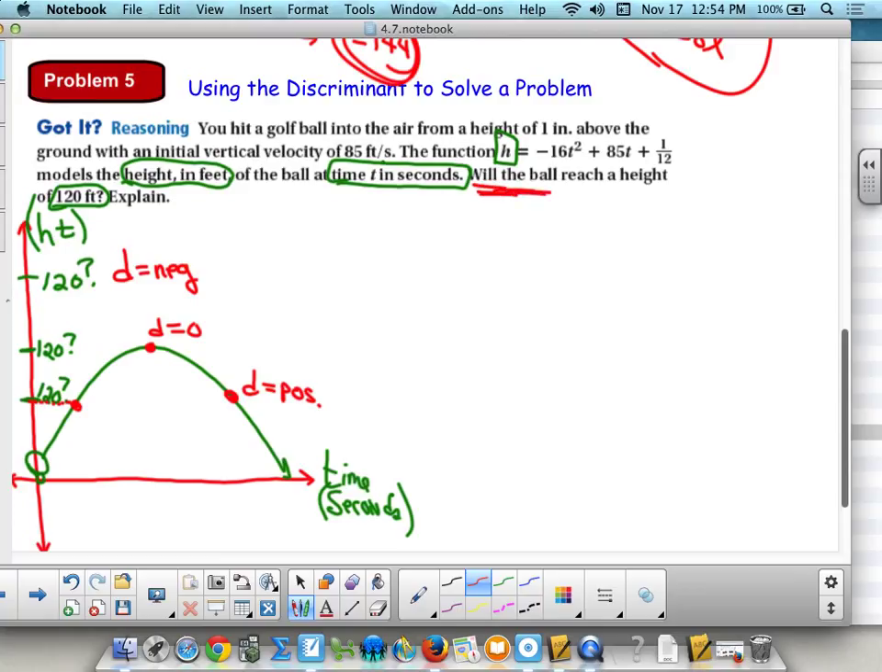So guys, when you read the words, will the ball, it's a question. Will the ball reach that height? It's a discriminant problem. So go find the discriminant. You want to know if the ball ever reaches what? 120. Somebody said put 120 in for H. You said it, my fault. That's right. So you guys, go find the discriminant. Go. I'll wait for you.